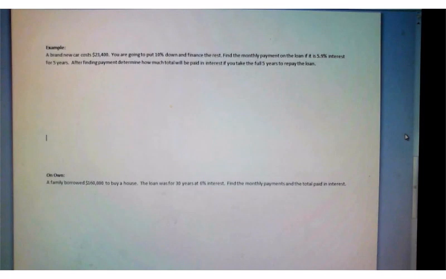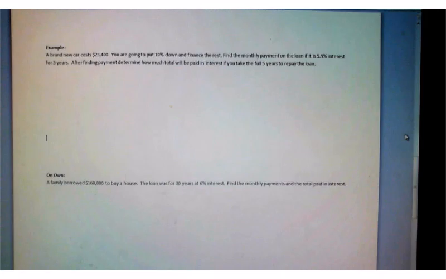Okay, we have a couple more examples to do. In the first one, a brand new car costs $23,400. You're going to put 10% down and finance the rest. Find the monthly payment, if the loan is 5.9% interest for 5 years. After finding the payment, we're going to determine how much total will be paid in interest if we take the full 5 years to repay the loan.